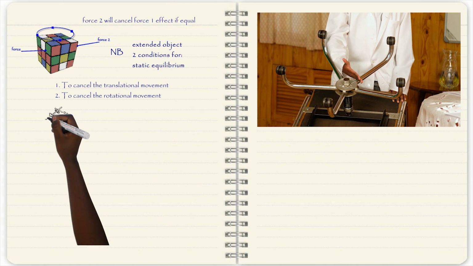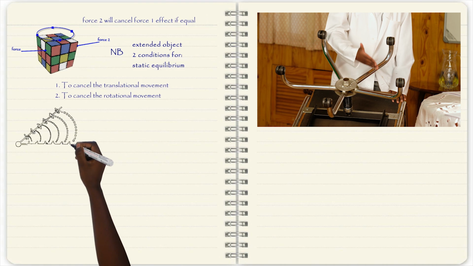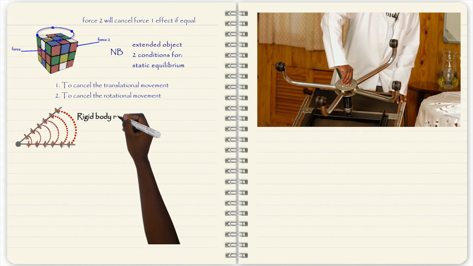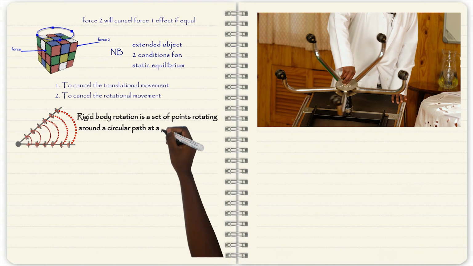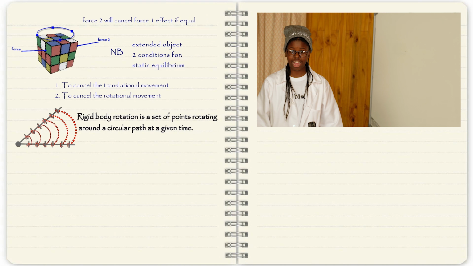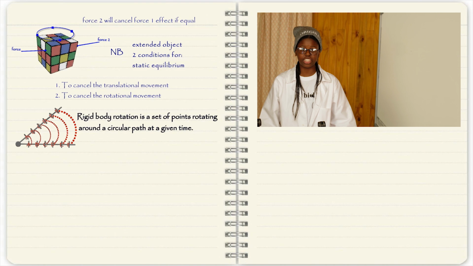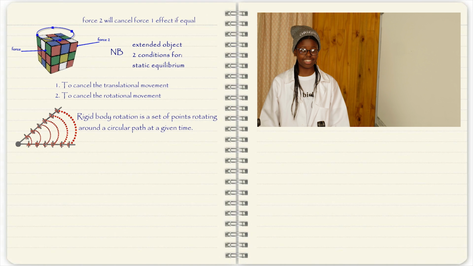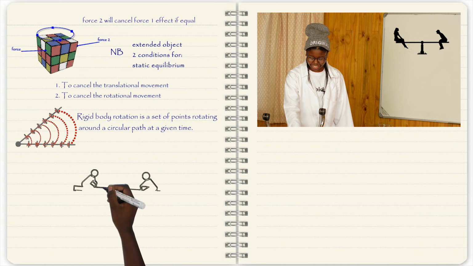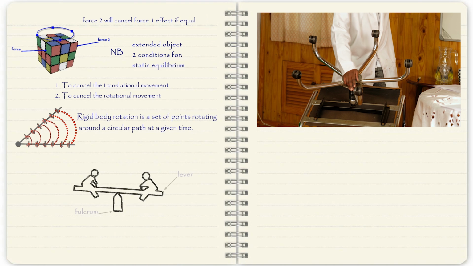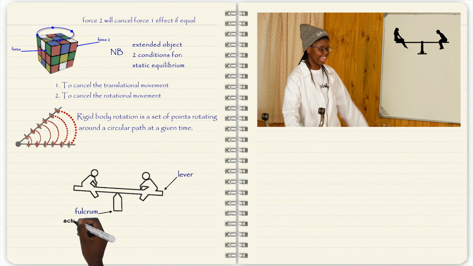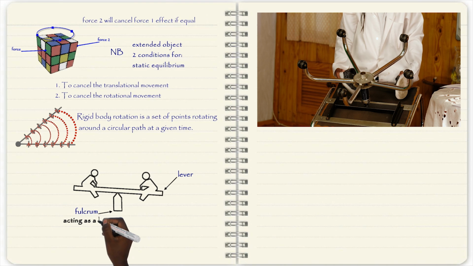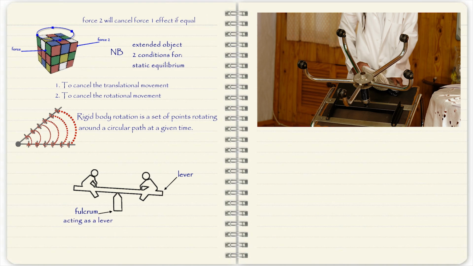Any rigid body rotating is basically a set of points all rotating around a circular path at a given time. The fulcrum of a lever allows us to easily manipulate the relationship between force and distance. This axis on the chair is similar to the fulcrum of a seesaw that acts like a lever. A seesaw helps us understand how objects rotate.